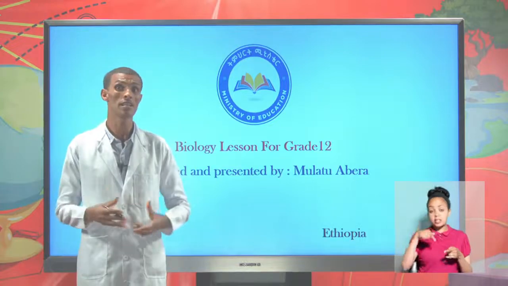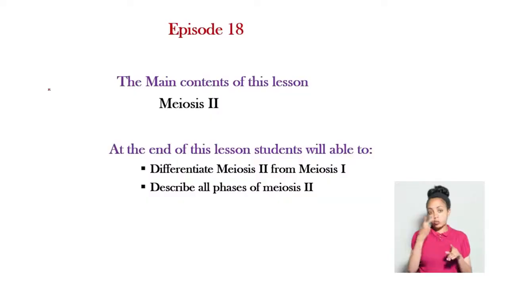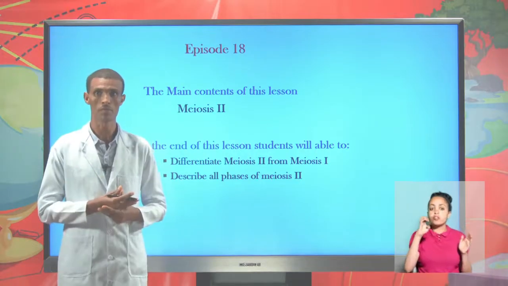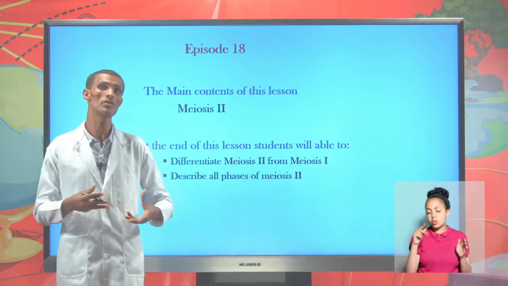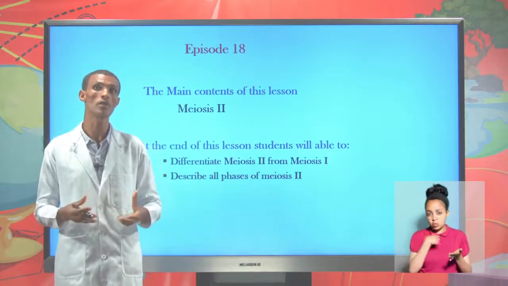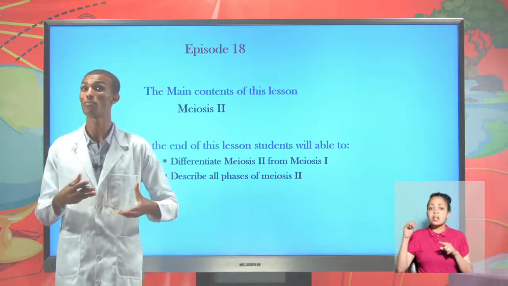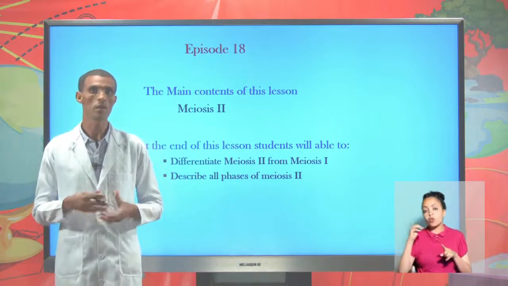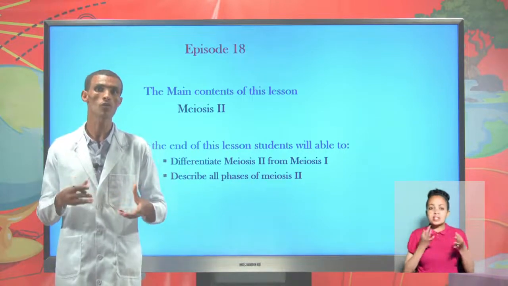This is a biology lesson for grade 12. In today's lesson, we will see the consecutive phase of meiosis, which is meiosis II. Students, at the end of this lesson, you will be able to differentiate meiosis II from meiosis I. You will describe all phases of meiosis II.